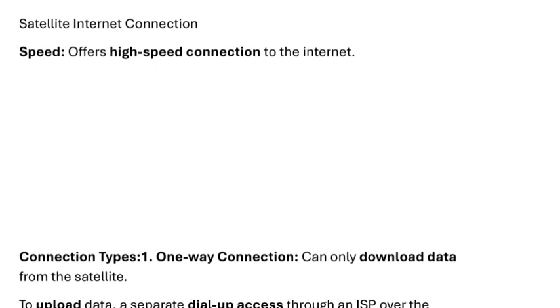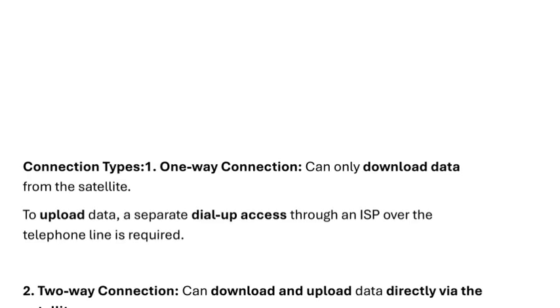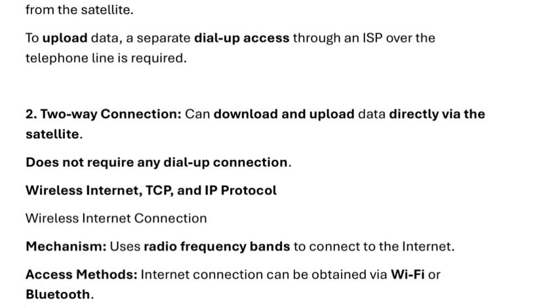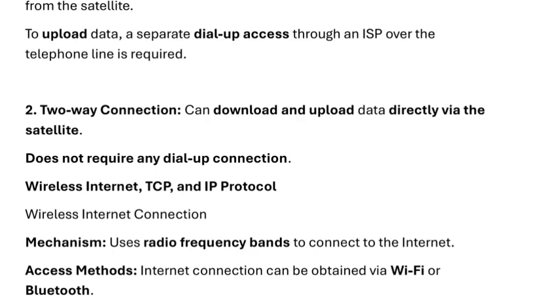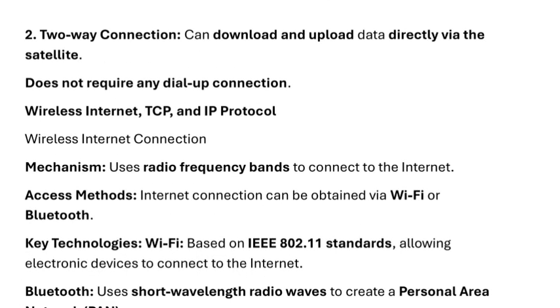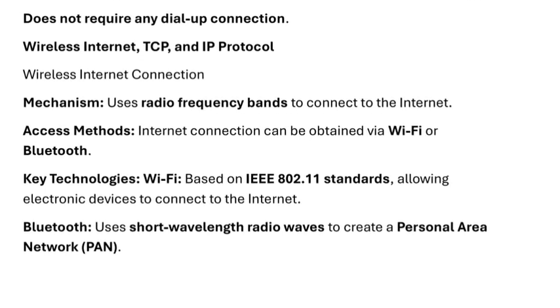Satellite internet connection offers a high-speed connection to the internet. Connection types: 1. One-way connection, can only download data from the satellite. To upload data, a separate dial-up access through an ISP over the telephone line is required. 2. Two-way connection, can download and upload data directly via the satellite. Does not require any dial-up connection.